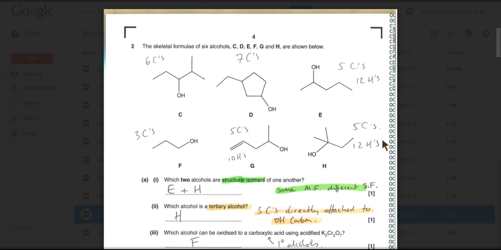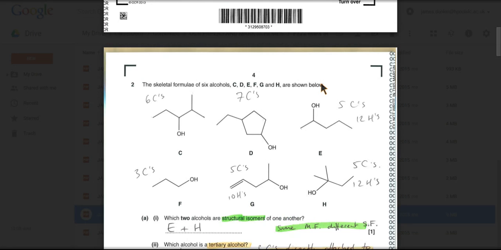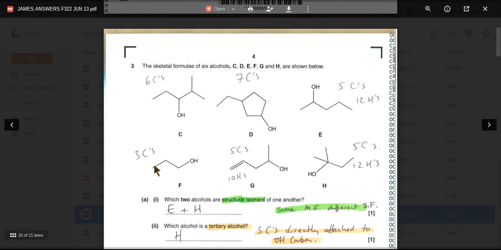Question 2 is all about your knowledge of alcohols and the reactions of alcohols. So we'll start off with something potentially looking quite confusing. We've got 6 alcohols here. The first thing I would be doing is just looking at, well, there's 6 carbons in that one, there's 7 in that one, there's 5 in that one. I've worked out the H's as well, you'll see why in a second. 3 carbons in that one, 5 in that one, and 5 in that one.